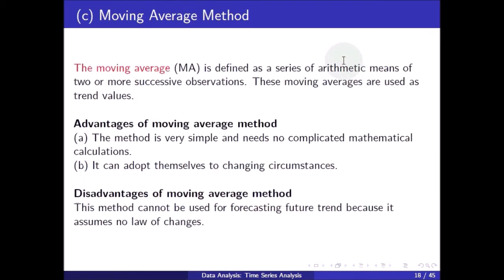Next, we'll talk about the moving average method. The moving average method is defined as a series of arithmetic means of two or more successive observations. These moving averages are used as trend values. Advantages: the method is very simple and needs no complicated mathematical calculations. It can adapt itself to changing circumstances. Disadvantage: this method cannot be used for forecasting future trend because it assumes no law of change.